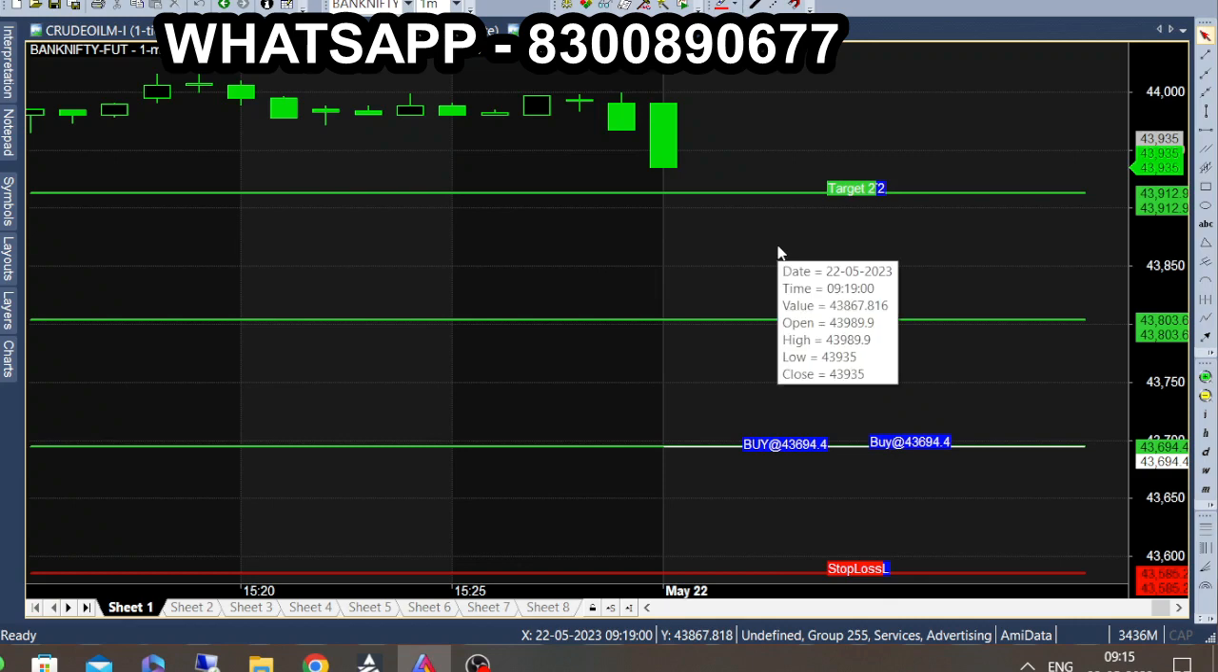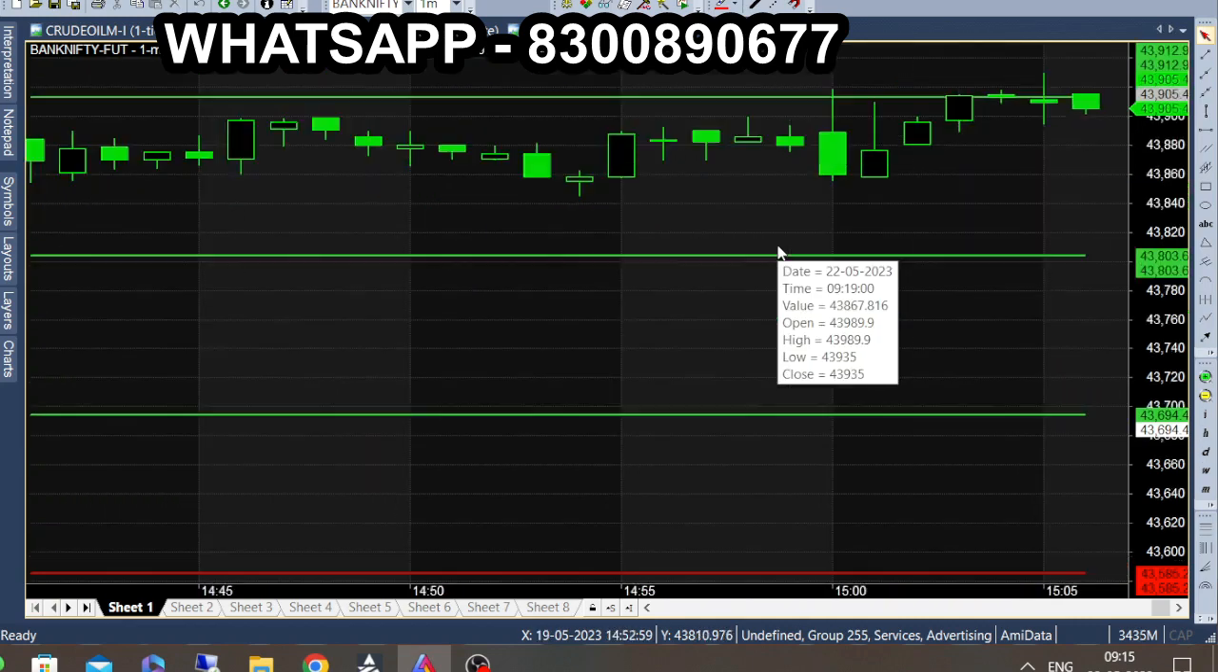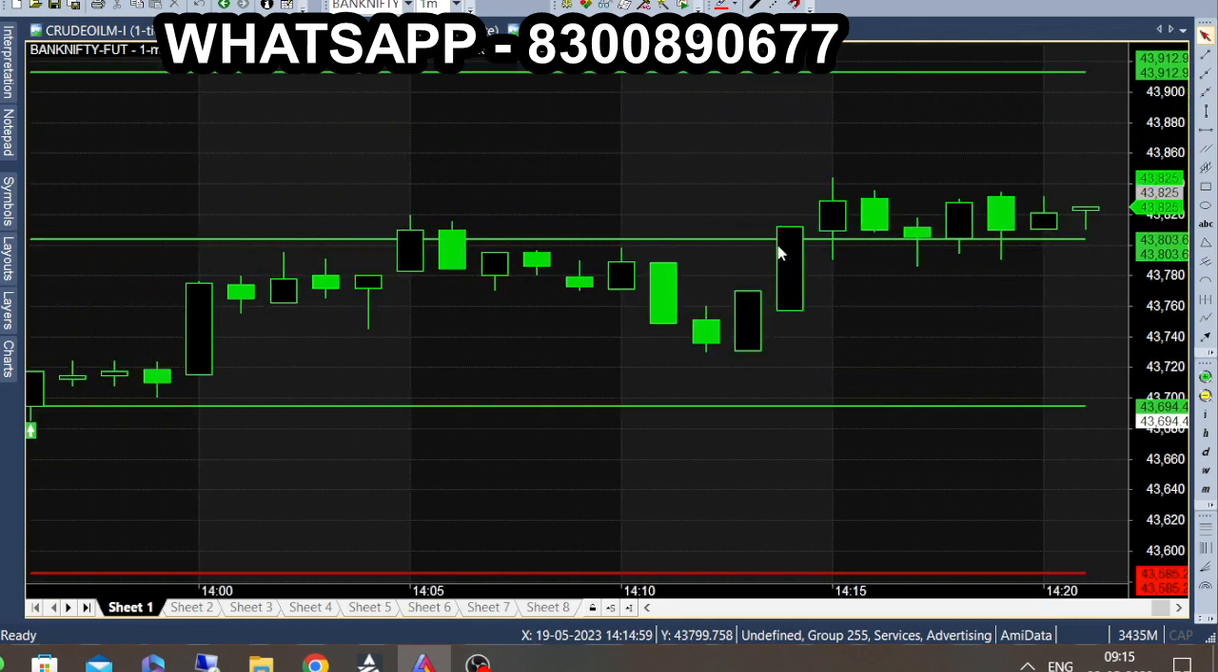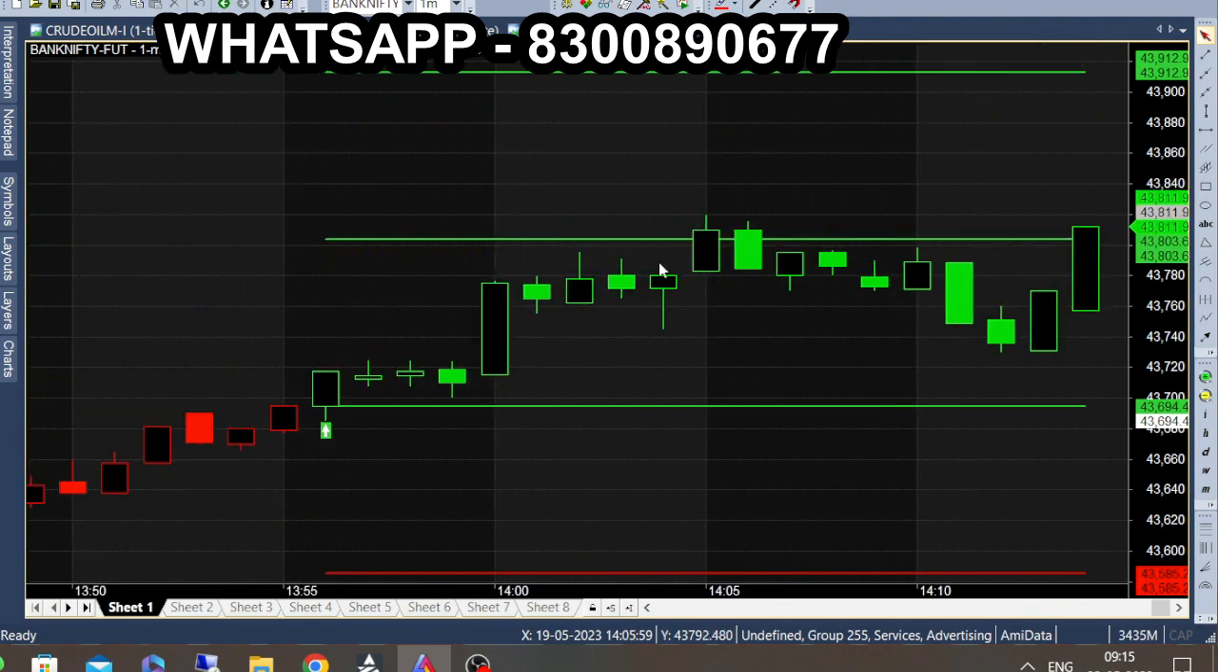Hi everyone, this is Bank Nifty Future 1 minute chart. Today is Monday market. On the previous day, that means Friday, a buy call started at around 2 o'clock. The buy call started at 43,694. First target is a 100-point target.